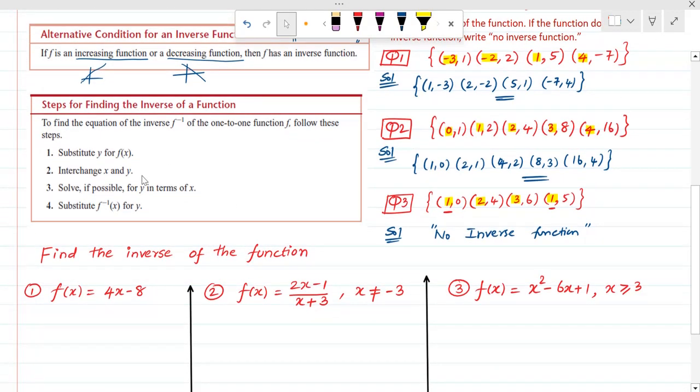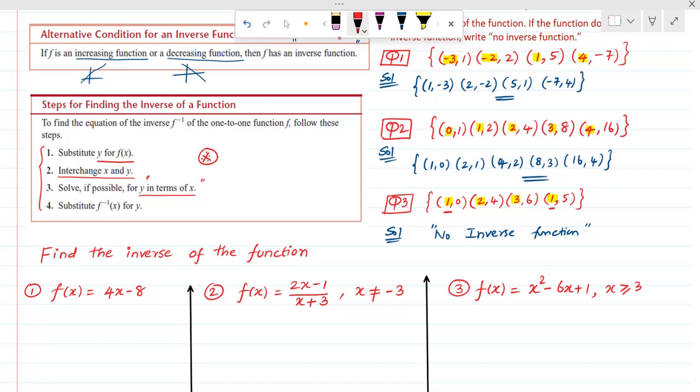Now this is a very important rule we will use to solve the problem. So what are the steps we have? First you have to take y equal to f of x, the given function. You have to assume it as y. Then exchange x and y, and solve for y. Then you will get the inverse function.